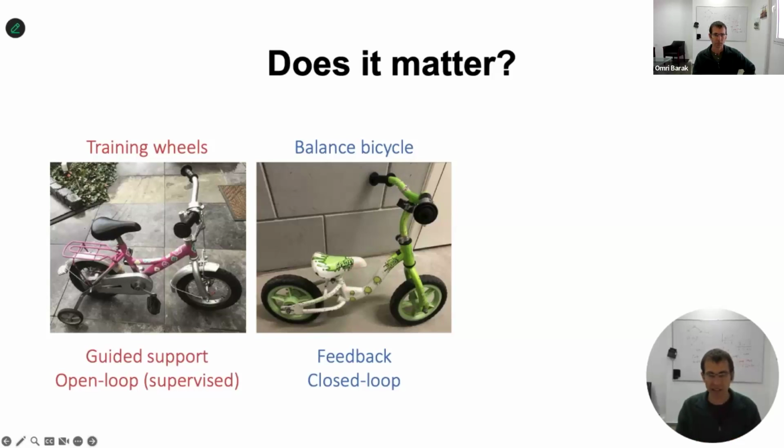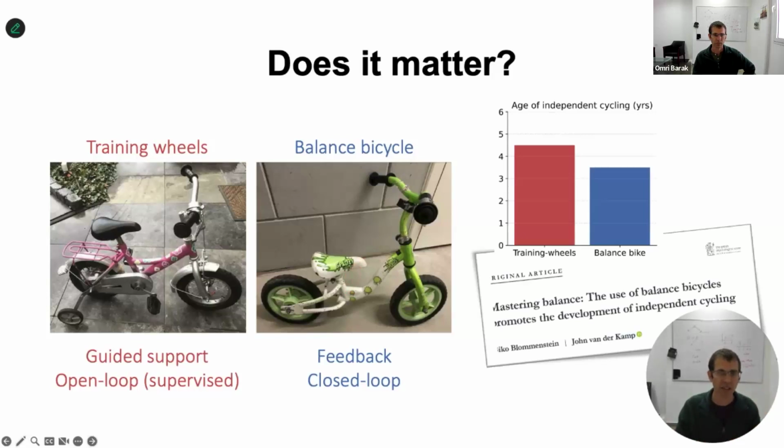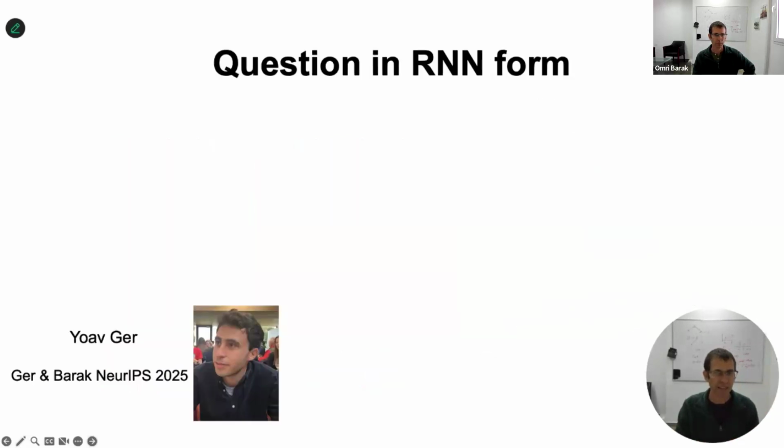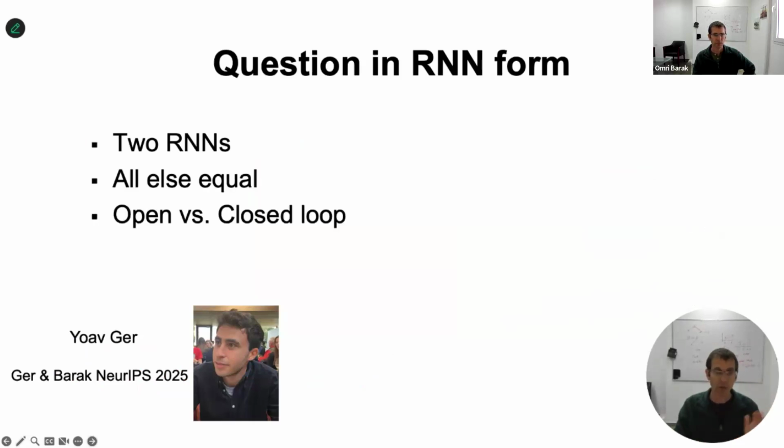Now, does it matter? Science to the rescue, it does. People actually checked it and kids learn faster with the balance bike. So instead of bicycles, you have here a talented graduate student in the lab ask the same question in RNN form. Given 2 RNNs, all else is equal except open versus closed loop. How do we do the balance bike?